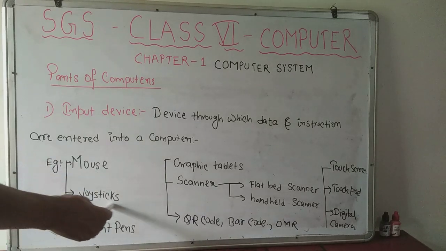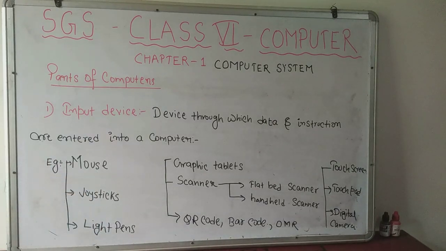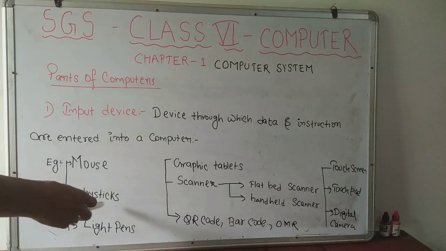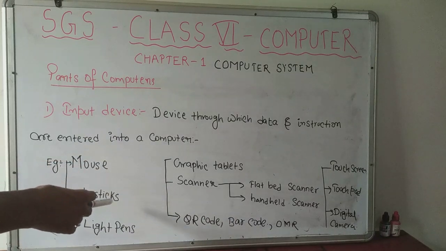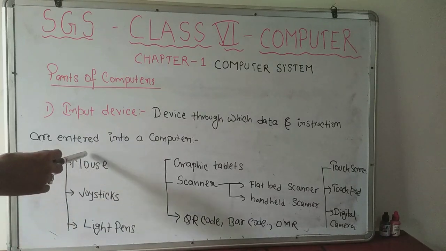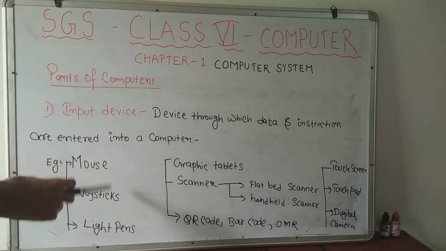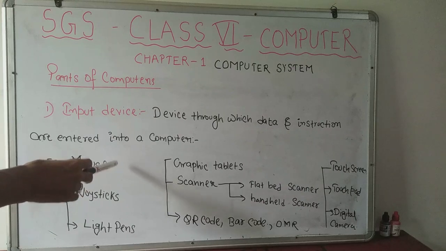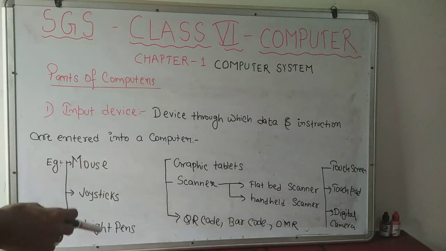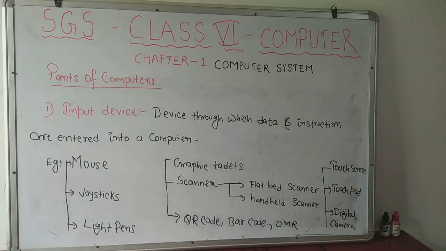Second input device is joystick. A joystick is also a pointing device. It has similar function as mouse, that is to move cursor position on screen. Both mouse and joysticks have similar function. That is, both function is what to do? To move the cursor position on the screen. And the third one is light pen.